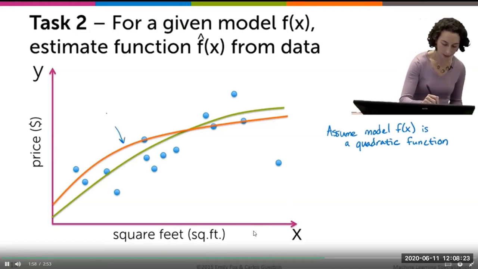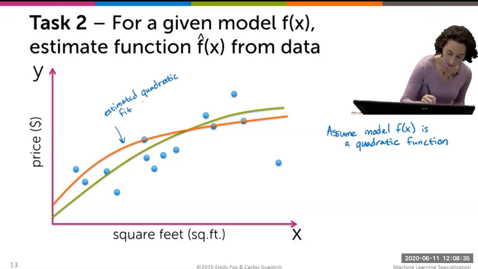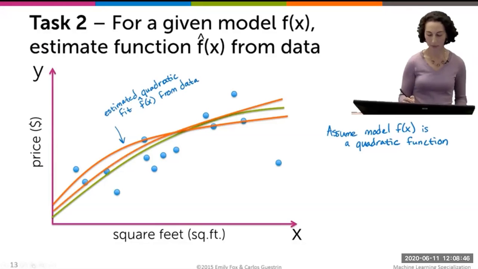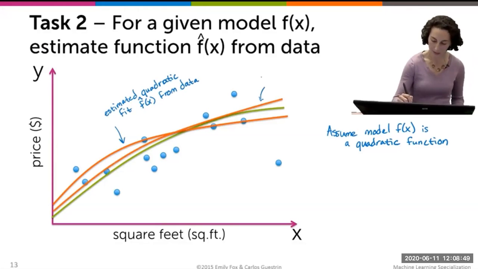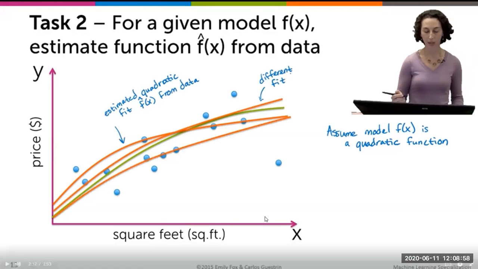Here, this is our estimated quadratic fit, and we'll call it f hat of x. This is our estimated function that's fit from our specific data set. Or this is another function that we could have fit, and we'll talk about the way in which we're going to fit functions to data.